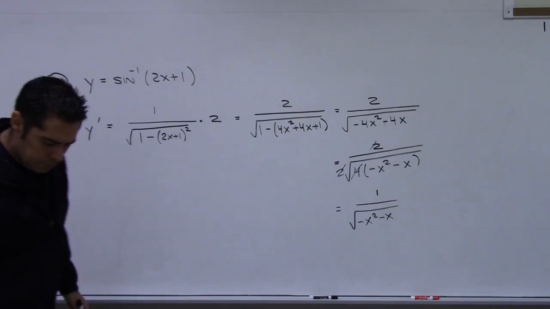Then times chain rule, the derivative of what's inside. What's inside is x squared minus 1. The derivative of x squared is 2x. The derivative of negative 1 is 0. So we just get 2x there. So that's the derivative of the first function. Then I say times the second one.